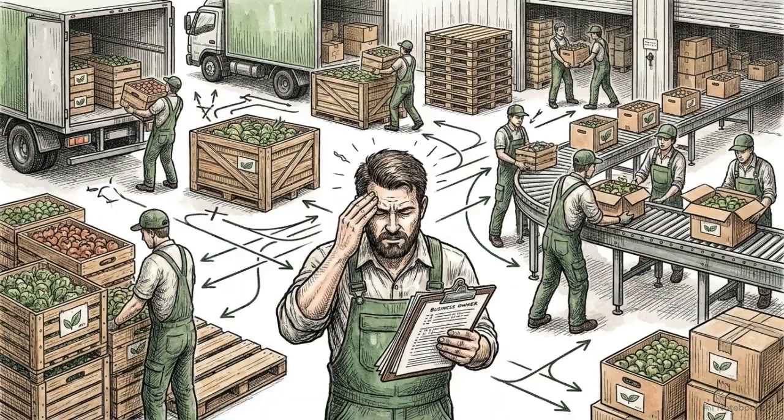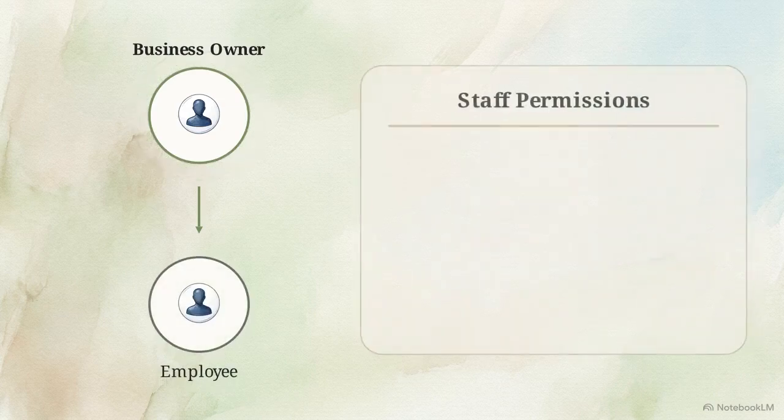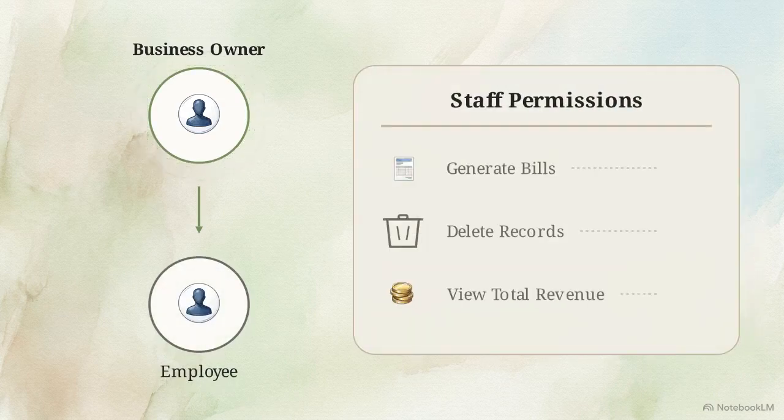Beyond data entry, the platform acts as an organizational execution rudder. Business owners, whether running large nurseries or distribution hubs, cannot process every single transaction manually. The system introduces specific staff roles with strict, limited access parameters. Owners can grant an employee the ability to generate bills or update delivery statuses, while entirely restricting their access to ledger deletion or total revenue metrics.